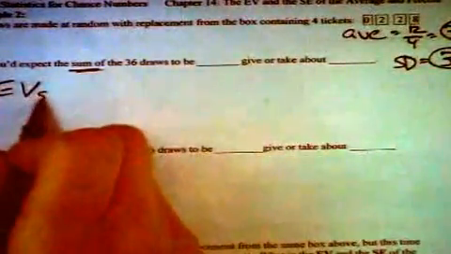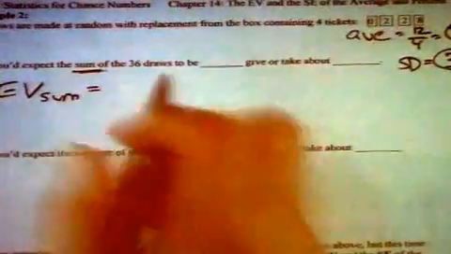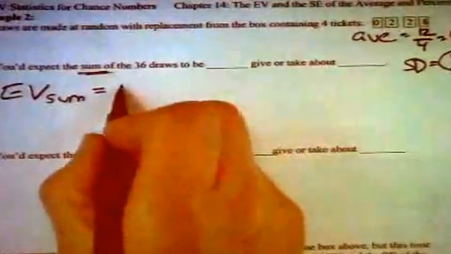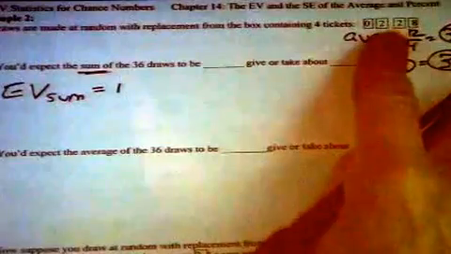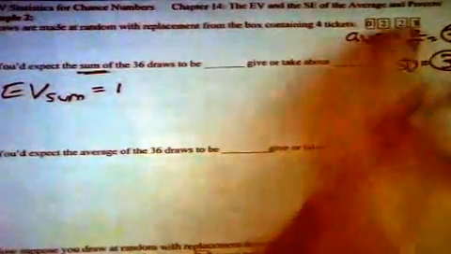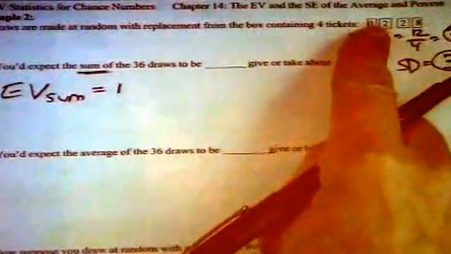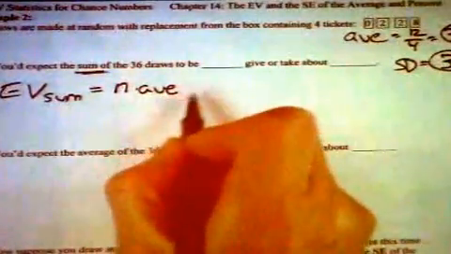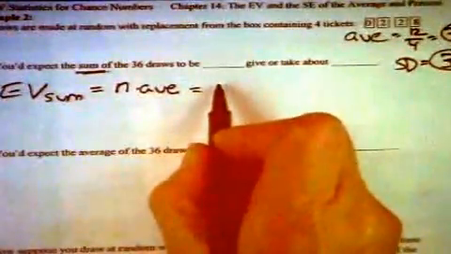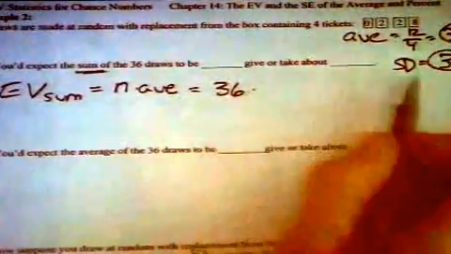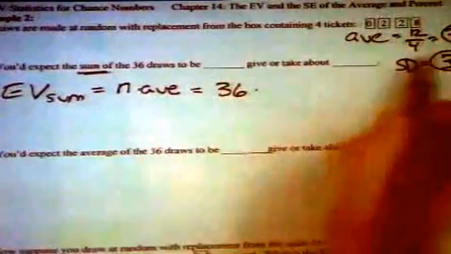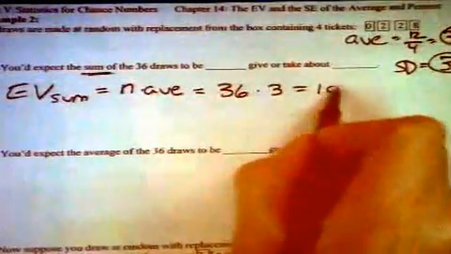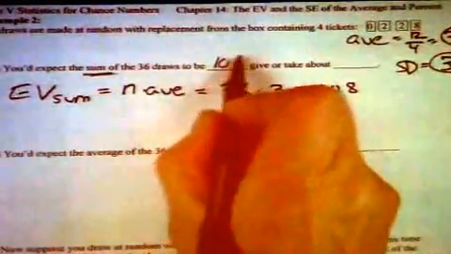You'd expect the sum of the 36 draws. The expected value of the sum is what? You're going to add up. The more you draw, the sum is going to grow, right? So it's going to be n times the average of the box. So what would you expect it to be? 36 times what? 3, which is 108. That's what you're going to put here.